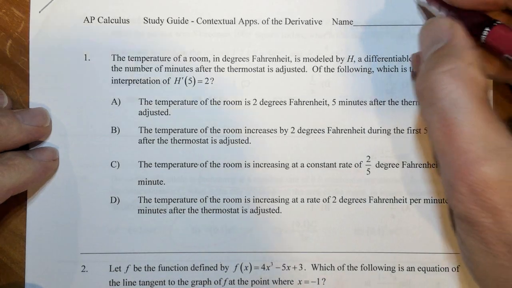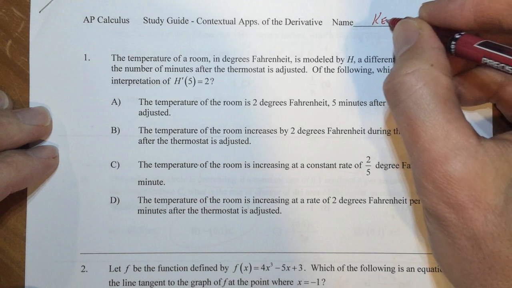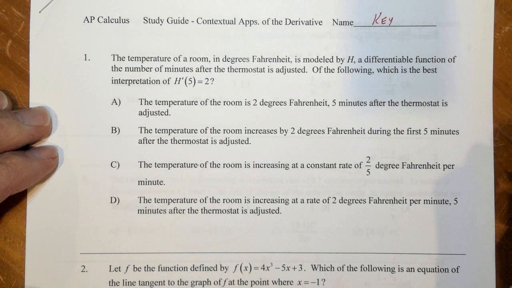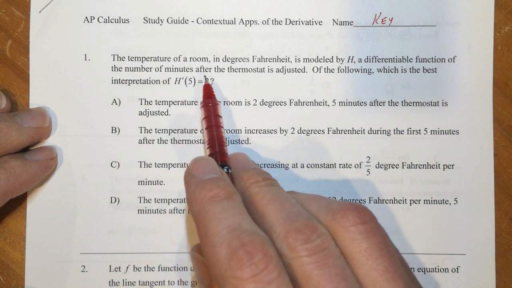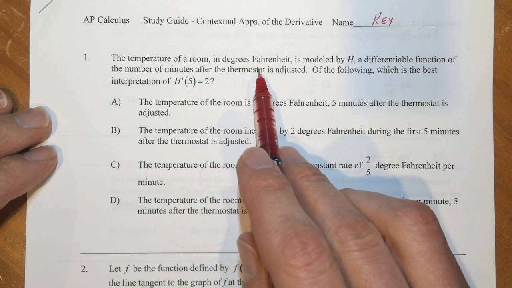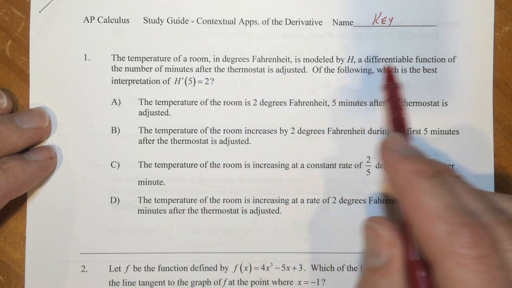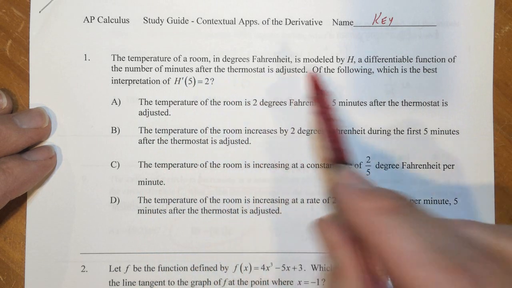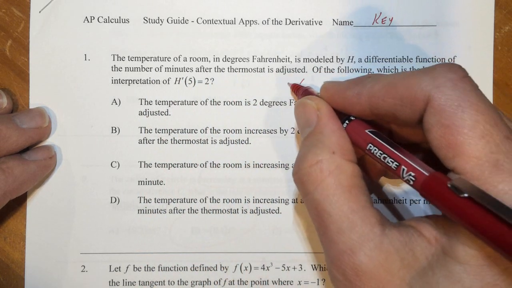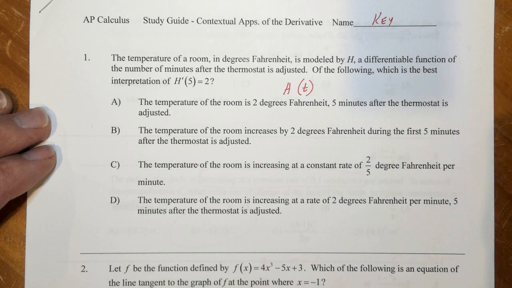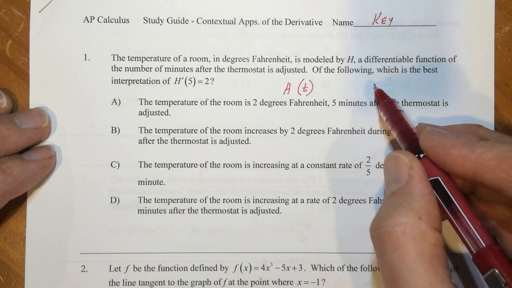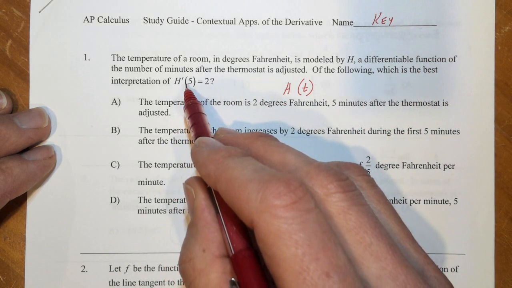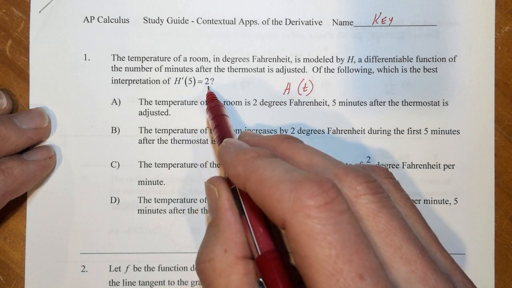Here's the key for the contextual applications of the derivative study guide. For problem number 1, we're told the temperature of a room in degrees Fahrenheit is modeled by H, which is a differentiable function of the number of minutes after the thermostat is adjusted. So our original function is going to be H of t. Of the following, which is the best interpretation of H prime of 5 is equal to 2?